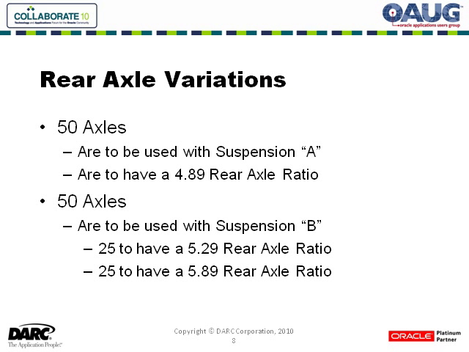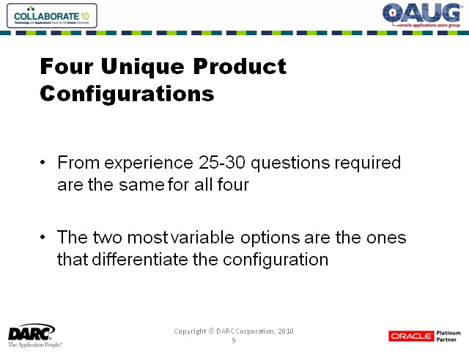But let's say we have some slight variations. Let's say 50 of the axles are to be used with, let's call it suspension A, and they're going to have a rear axle ratio of 4.89. Let's say the other 50 axles are going to be used with suspension B, and 25 of those are going to have a 5.29 rear axle ratio, and the other 25 are going to have a 5.89 rear axle ratio. What you end up with is 4 unique product configurations.